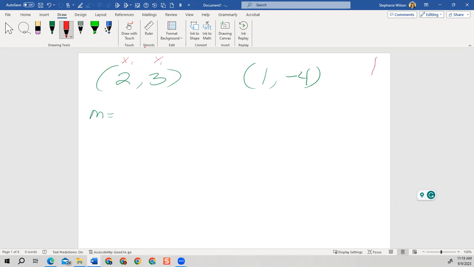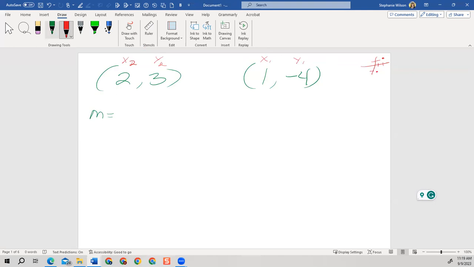Actually, if you wish to go graph it on the graph, you would have 1, negative 4 right here. And then you would have 2, positive 3 right here. So actually, this would be ordered pair 2. And this would be ordered pair 1. Because remember, we read the graph left to right.